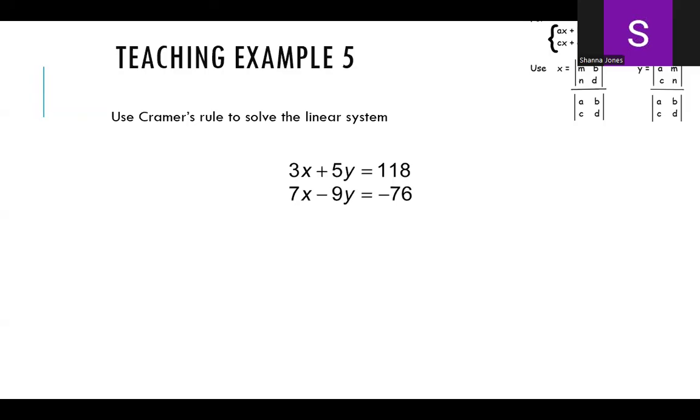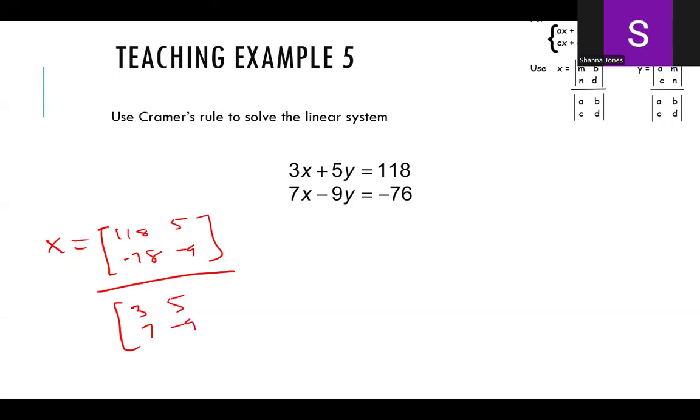Okay, so we're going to start off with our x. So x equals the absolute value of your constants first. Not absolute value, the matrix is made up of your constants and then your coefficients of your y's, which are 5 and -9. Your denominator is all of your coefficients. So we have 3, 7, 5, and -9. Yes, that's your x. Your y is the opposite.